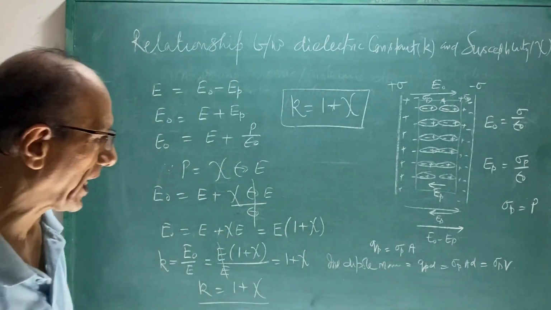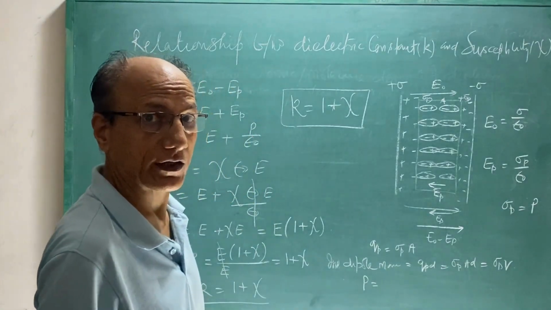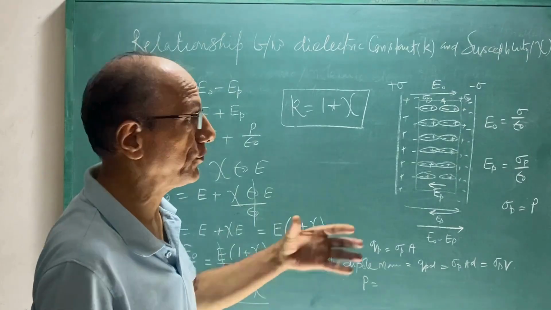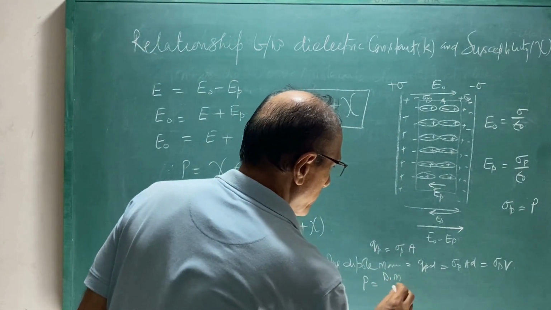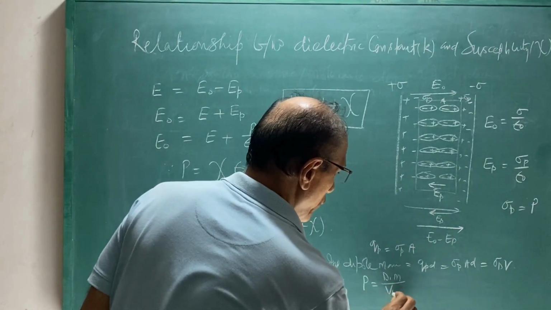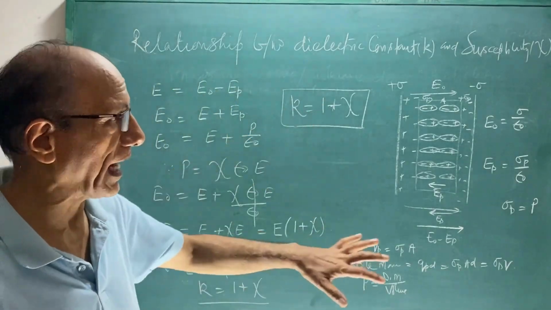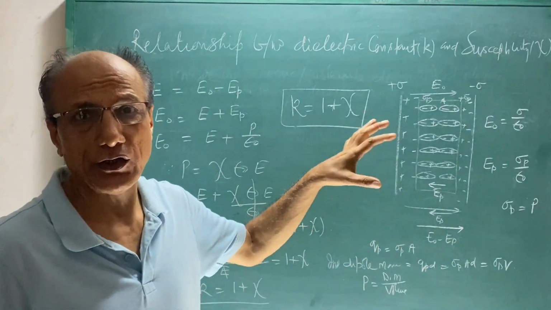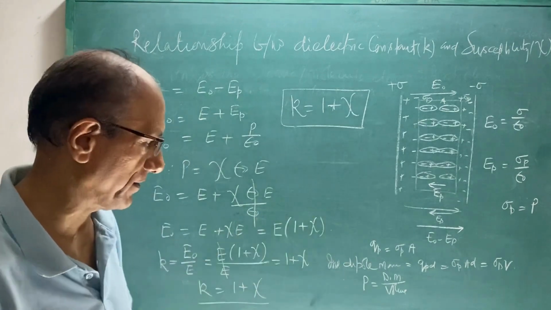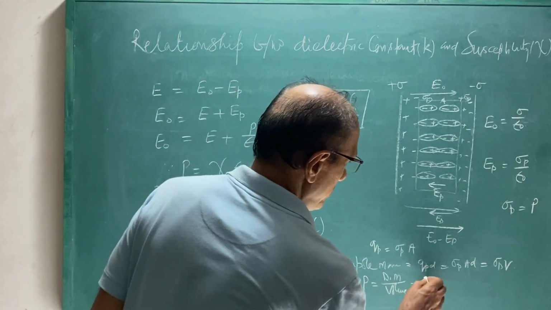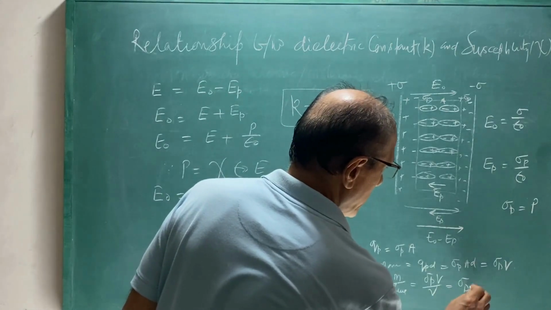Now the polarization vector P is defined as the total dipole moment induced in the dielectric divided by volume, that is, unit volume. The total dipole moment induced or produced in unit volume of the dielectric. So sigma P into V upon V, that is sigma P.